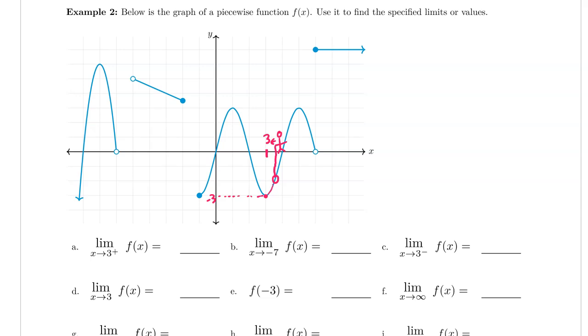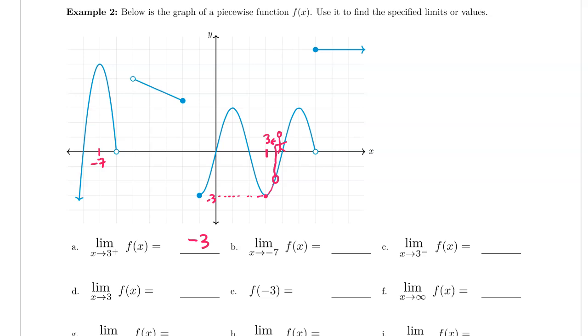So as we are taking our x value to be closer and closer to 3 from the right side of 3, so think of like 3.01, 3.001, what's happening to the y value is we are approaching -3.